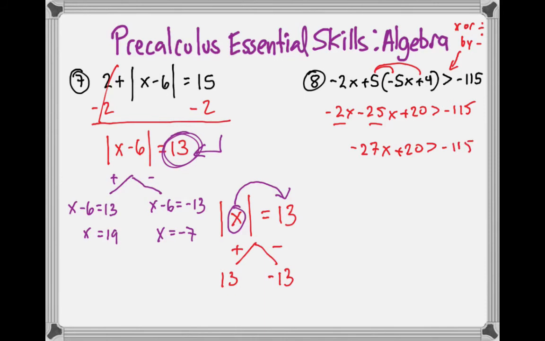So I'm going to subtract 20 from each side, and that's going to give me negative 27x is going to be greater than negative 135. And so, from here, I'm going to divide by a negative. Now, when I divide by the negative 27, that is going to take this sign, and we're going to have to flip it around, okay?